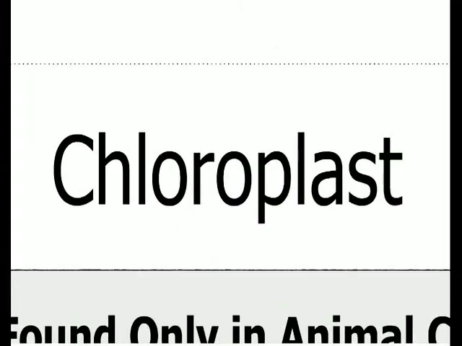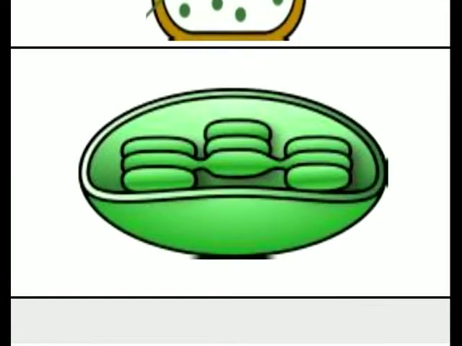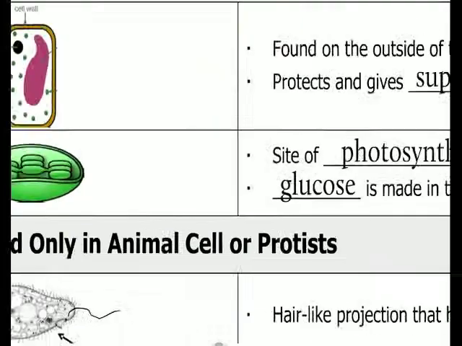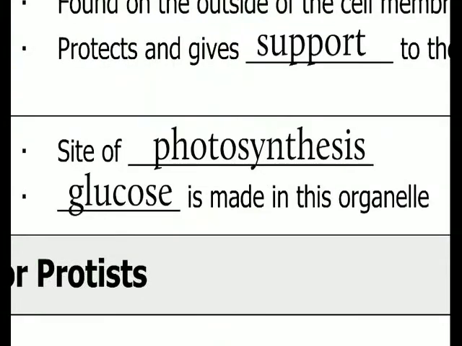And then we've got the chloroplast, and the chloroplast is what gives the plant cell its green color. This is the site of photosynthesis, and glucose is made in this organelle. Glucose is like the plant's food. Because plants can't eat food, they have to make their own food inside their cells. And so the food that they make is called glucose.